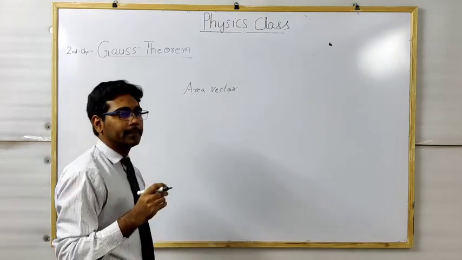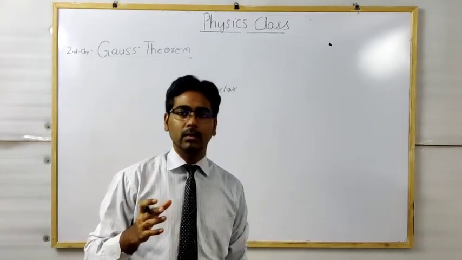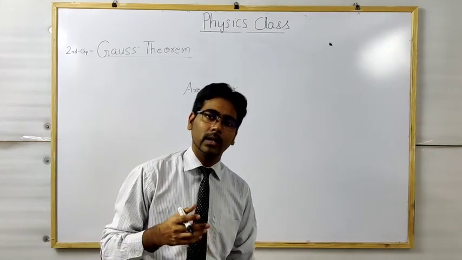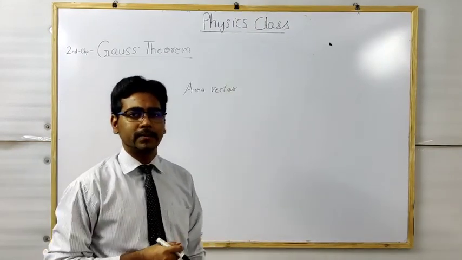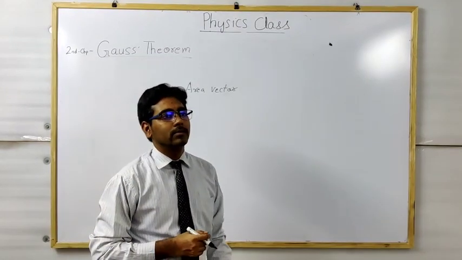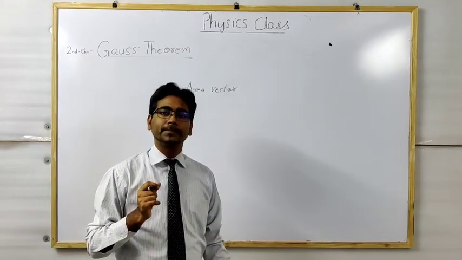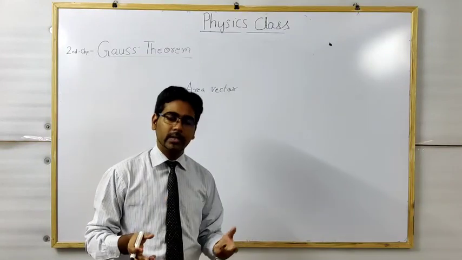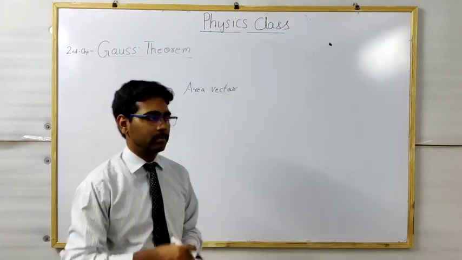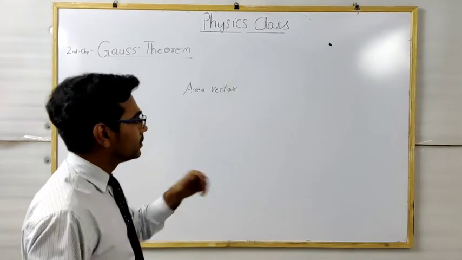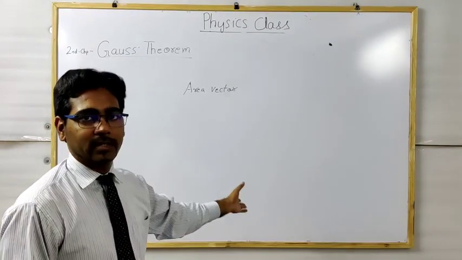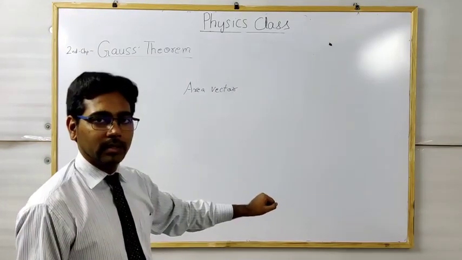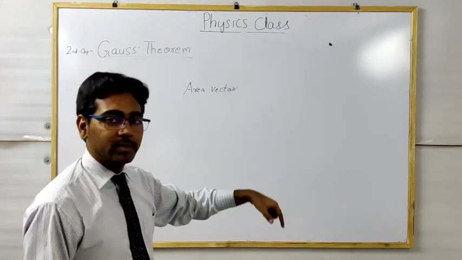As you all know, there are two kinds of physical quantities. One is scalar quantities and the other is vector quantities. And for a quick revision, I remind you that physical objects and physical quantities are different things. For example, this whiteboard is a physical object. This whiteboard is not a physical quantity. It's a physical object.